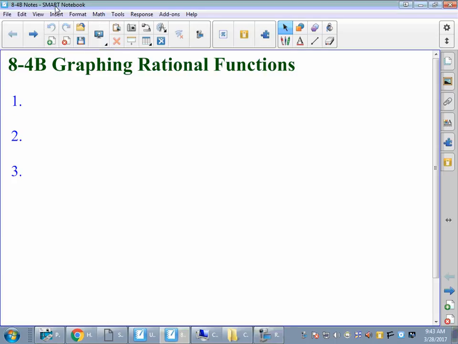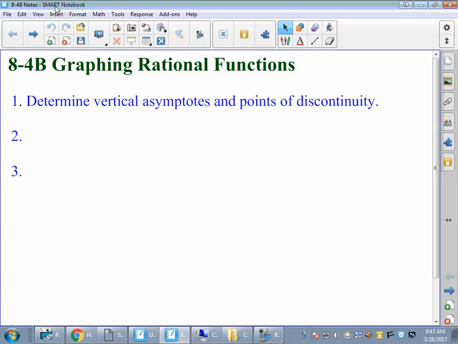Your 8-4B notes on graphing rational functions. So we're going to take what we learned in the previous lesson about finding vertical asymptotes and holes, and now apply it for graphing. So the very first step today will be what we did yesterday. We're going to find the vertical asymptotes and the points of discontinuity, or the holes.